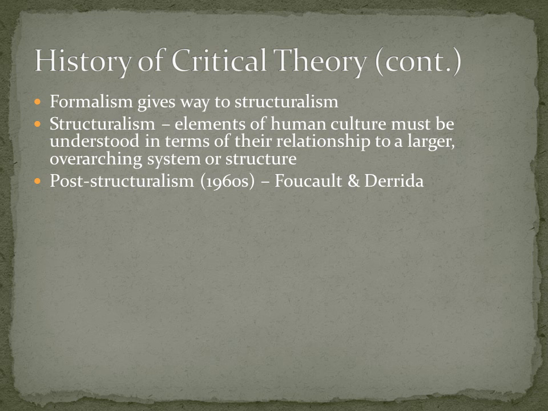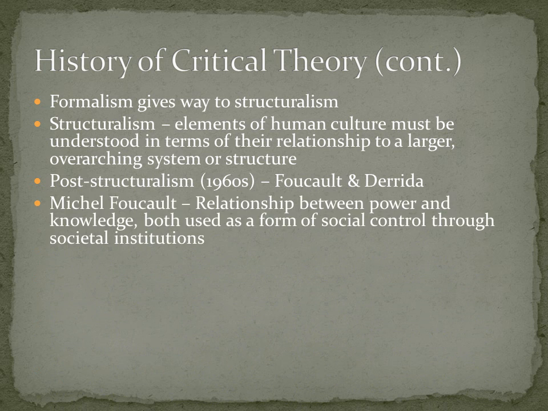The two really important post-structuralists you need to know, who are still very influential today, are Michel Foucault and Jacques Derrida, who are both French thinkers. Very interesting, compelling French thinkers who challenge a lot of things and introduce some interesting ideas. Foucault focused on the relationship between power and knowledge, and both were used as a form of social control through societal institutions. So what that means essentially is, you've heard the phrase before, knowledge is power, and Foucault takes it a step further and said it's also used, knowledge is not only power, but that power is subsequently used to control society through institutions like the state, the church, the prison system, the hospitals, etc.